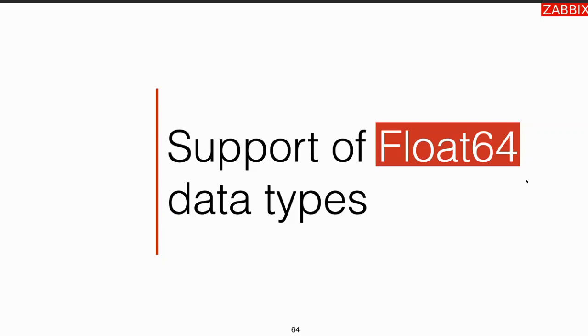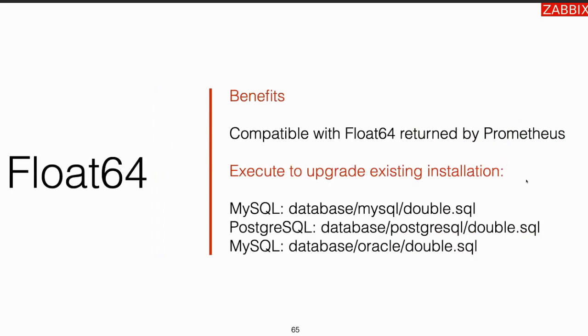Zabbix 5.0 supports the float64 data type, and the benefit is that it is fully compatible with float64 returned by Prometheus, for example. And if you're asking whether it will be upgraded automatically, because it looks like some changes in the historical table: no, it will not be upgraded automatically. Float64 is normally used for huge values. So if you monitor very huge values, then you would probably need float64.